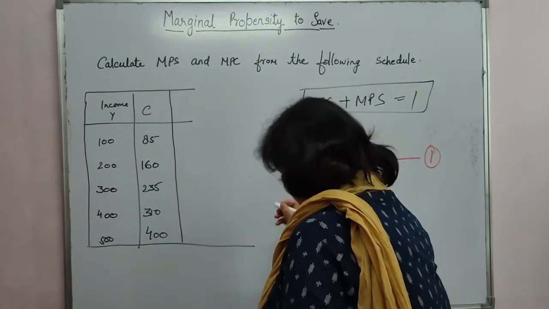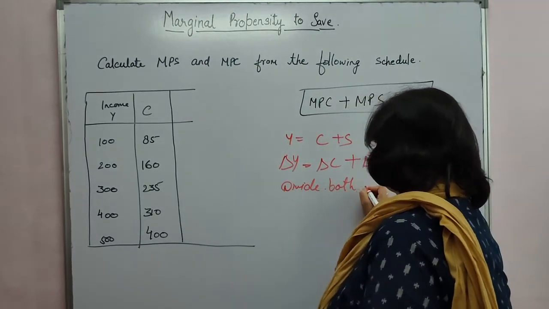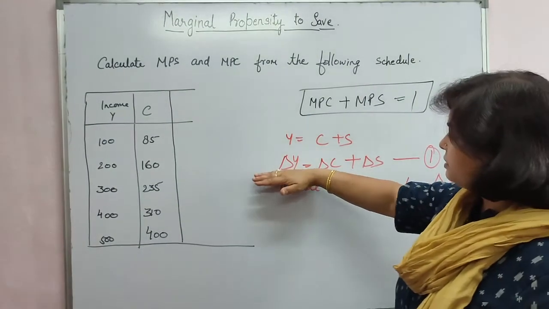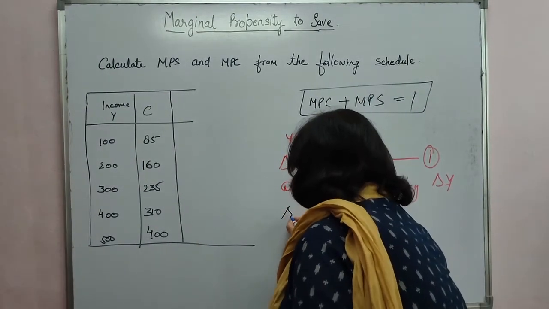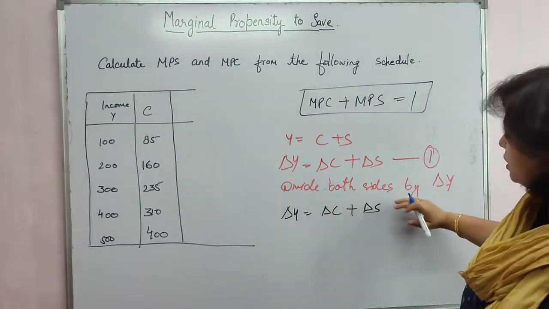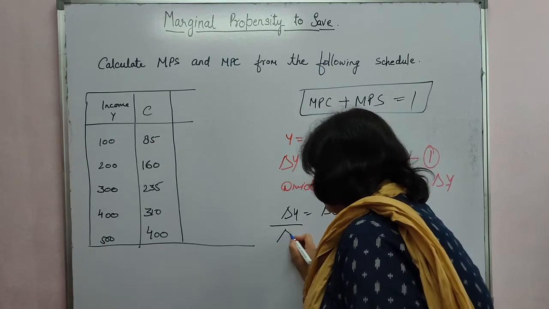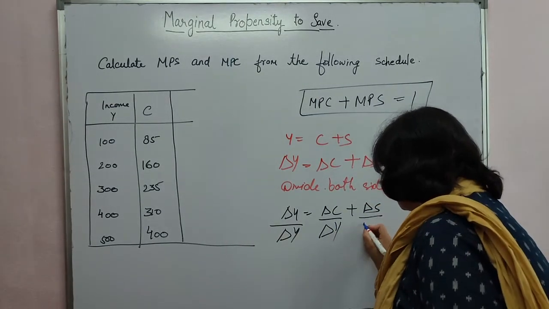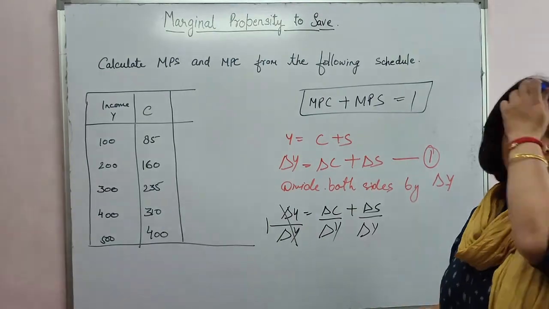Now we will divide both sides by delta Y. We have copied the same equation, that is equation 1: delta Y is equal to delta C plus delta S. In this equation we will divide both sides, that is left hand side and right hand side, by delta Y. So delta Y divided by delta Y, delta C divided by delta Y, and delta S divided by delta Y. Now we will cancel out delta Y divided by delta Y, and the value will be 1.